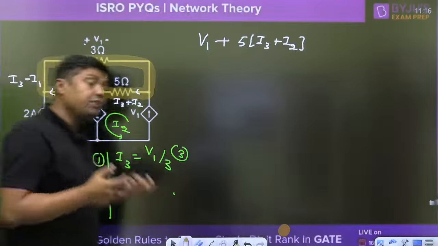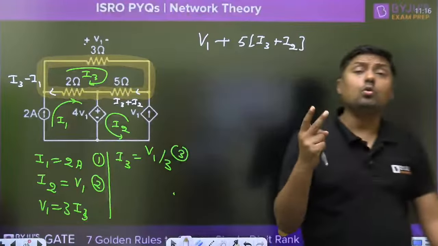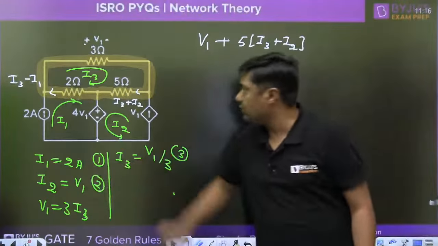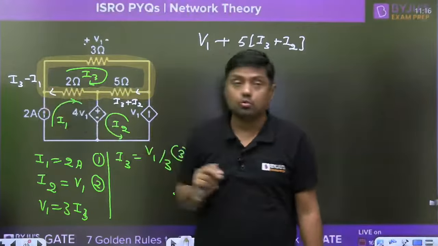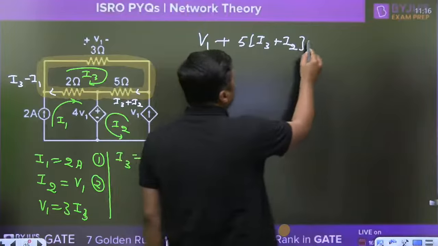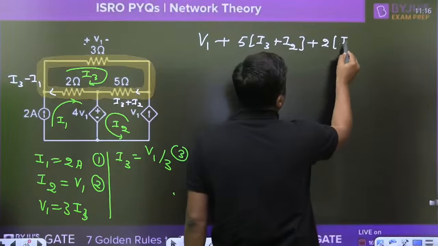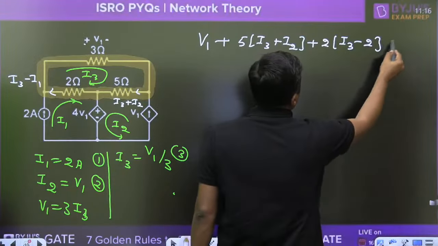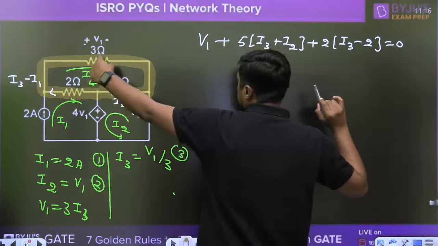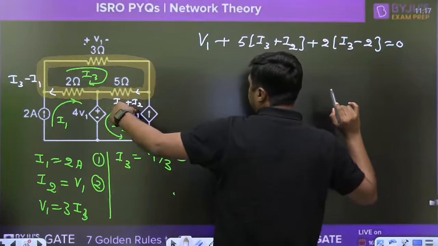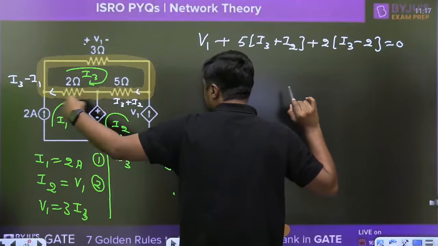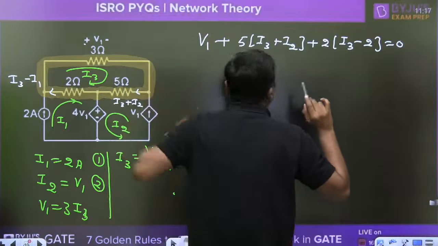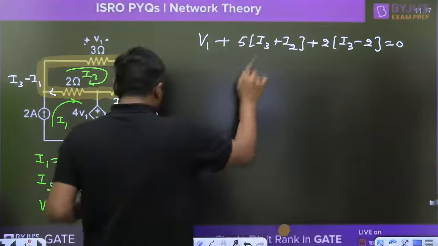And what is the I1? I1 is 2 ampere. Already we have solved. So what is the current in this direction? I3 minus 2. So you can write 2 times of I3 minus 2. That is equal to what? 0. So this is the V1, this is the 5 times of I3 plus I2, this is 2 times of I3 minus 2.